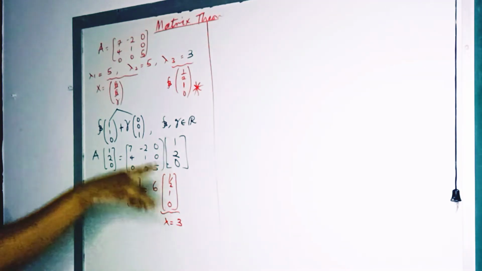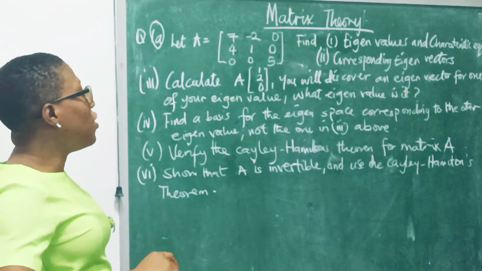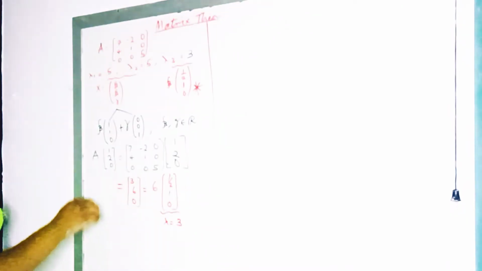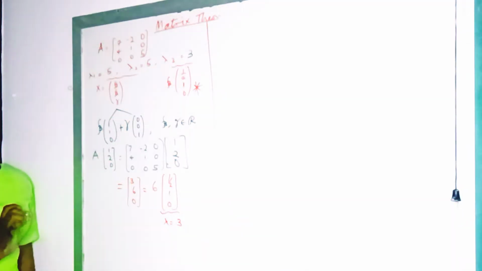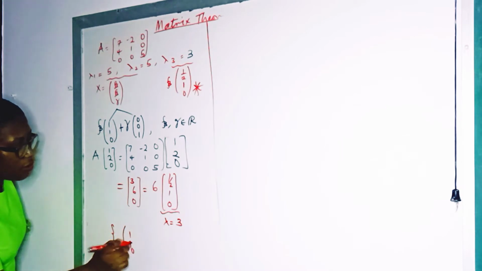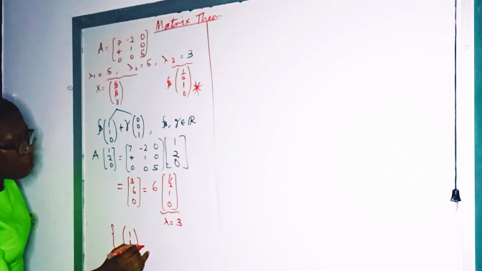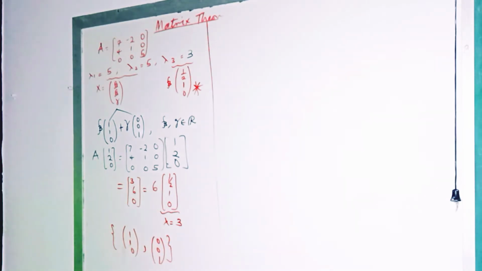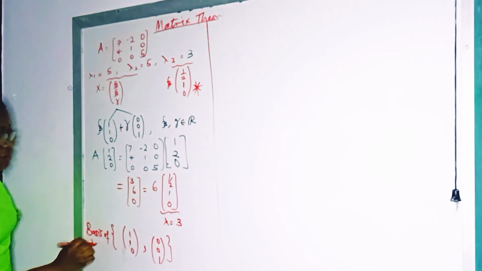Now we are on number 5, to get a basis for the eigenspace of the other eigenvalue that is not this one. They say we should find the basis. If they say find the basis, you just remove the plus, and put a comma. So the basis is the set 1, 1, 0 and 0, 0, 1. This is the basis of the eigenspace for lambda equals 5.